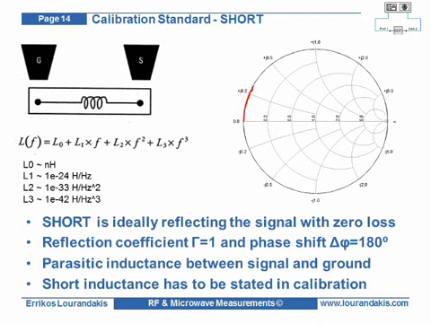An ideal short totally reflects the incident signal with no loss and results in a reflection coefficient gamma equals 1 and a phase shift of 180 degrees. In reality, all short standards have some parasitic inductance since the short is implemented as a metal trace between signal and ground terminals. The short inductance is described by a frequency-dependent polynomial, and its coefficients are then inserted into the VNA when defining the short calibration standard. This inductance is seen in the reflection coefficient S11, which moves clockwise along the upper part of the Smith chart as frequency increases.